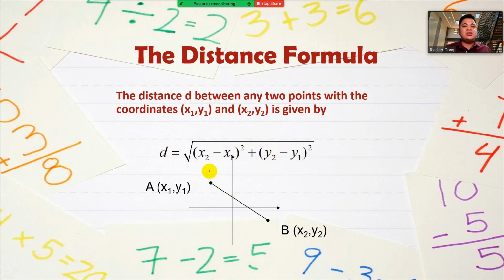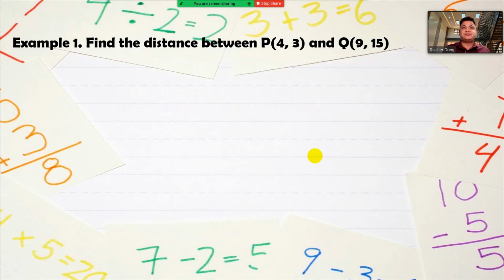If this is the Cartesian plane and we have 2 points A and B, point A contains the coordinates x sub 1 and y sub 1. That's the exact location. Then point B, we have x sub 2, y sub 2. So, to solve for this distance, you will have to use this formula. Next, let's have the first example. Find the distance between point P (4, 3), that's how you read it, and point Q (9, 15). So, let's solve for this one.